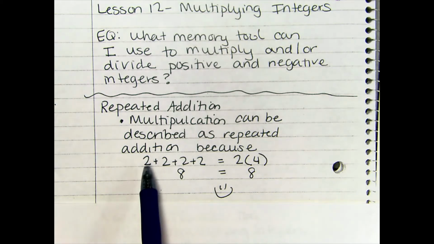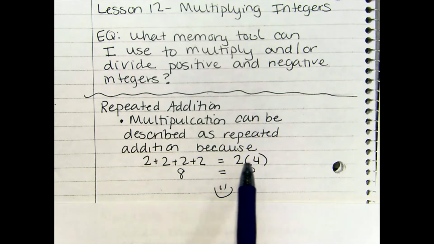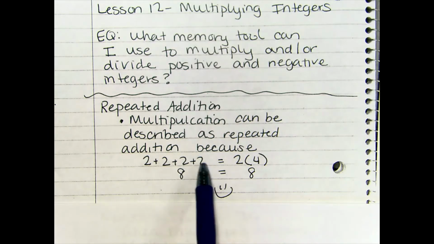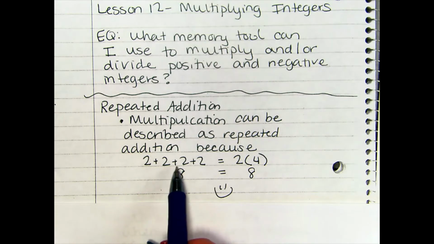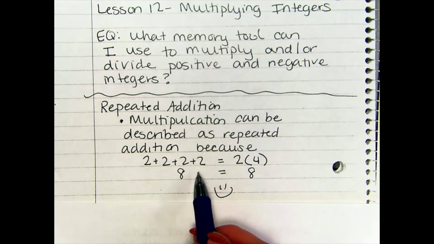So instead of me going 2 plus 2 plus 2 plus 2, which would give me 8, I could just go 2 times 4 because I have 1, 2, 3, 4 2's in this particular equation. Okay? So whether I go 2 plus 2, which is 4, plus 2, which is 6, plus 2, which is 8, or I go 2 times 4, either way we're still going to get the same answer. Now this repeated addition comes in handy when we are using number lines for multiplication. So keep that in mind as we progress forward.